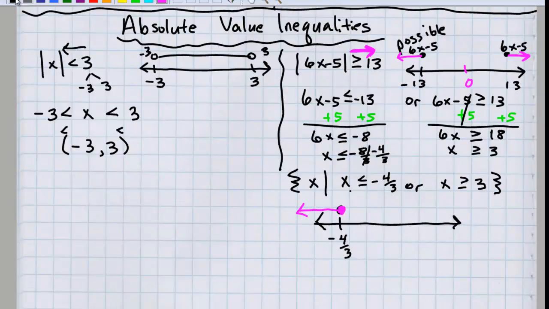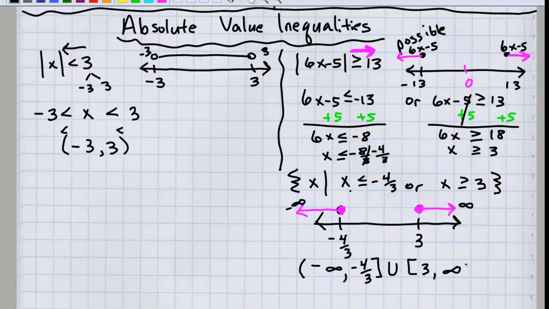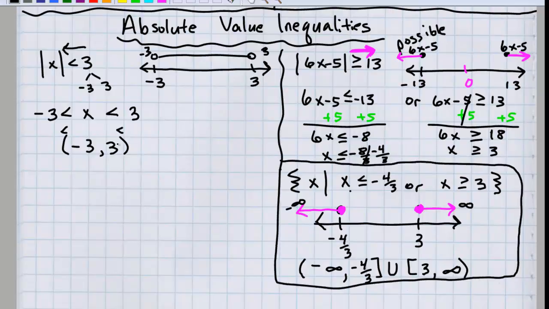Or x is greater than or equal to 3. But because it's going away, it's got to go in this direction. And then one more thing. We want to be able to write this in interval notation. So looking at our graph, this is going from negative infinity to negative 4/3. Because it's equal to negative 4/3, we use the bracket. And then union 3 to positive infinity. So all of this is the answer on this problem.